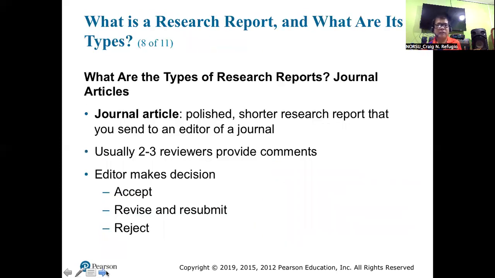So what are the types of research reports in terms of journal articles? A journal article publishes a shorter research report that you send to an editor of the journal. And the journal article is shorter than an actual thesis or an actual dissertation. Usually 2 to 3 reviewers provide comments, depending on the journal. The editor makes the decision. What are the decisions of the editors? Accept, revise and resubmit, or it can be a rejection.